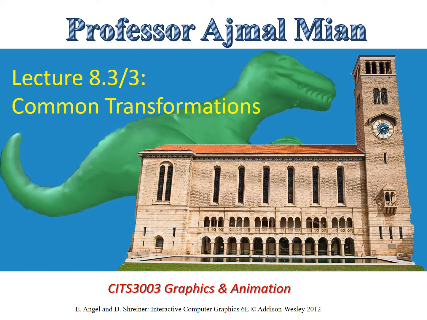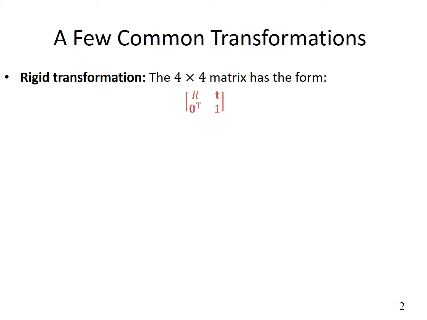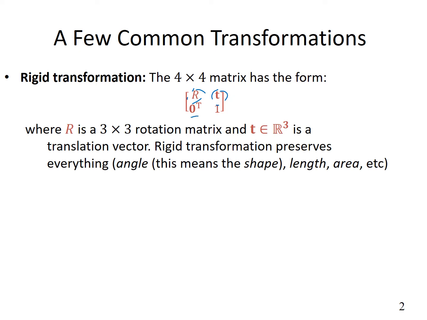Let us look at a few common transformations in this lecture. Rigid transformation is a 4 by 4 matrix of this form. R is a rotation matrix, T is a translation vector, and this 0 bold transpose is a vector of zeros. So it's basically 0, 0, 0. The transpose converts the column vector to a row vector, and 1 is just a single one value. This makes it a homogeneous representation of the transformation matrix.